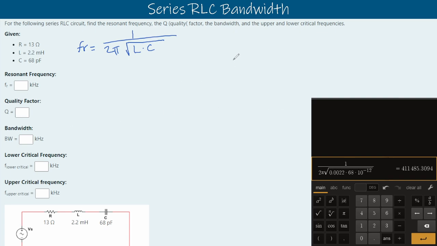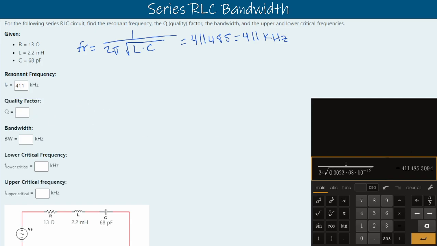Let's write that out. Our resonance frequency is equal to 411,485. They want it in kilohertz, so we'll round a lot of this off here, and we'll just say it's 411 kilohertz, not ohms. That is what we'll use here, so 411.